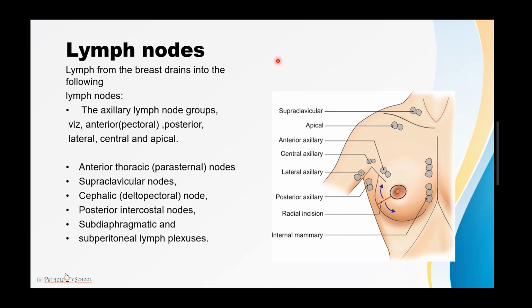The knowledge of lymph nodes is very important as far as operative management as well as grading is concerned, as breast carcinoma frequently spreads to the other breast as well as other parts of the body through the lymph nodes. Lymph from the breast drains into the following lymph nodes: the axillary lymph node groups, which are the anterior, posterior, lateral, central, and apical. The other groups are the anterior thoracic lymph nodes, supraclavicular lymph nodes, cephalic, that is deltopectoral, lymph nodes, posterior intercostal nodes, and subdiaphragmatic and subperitoneal lymph plexuses.